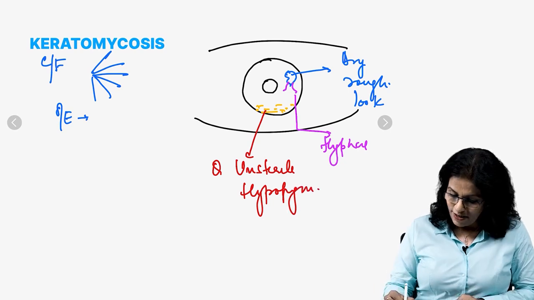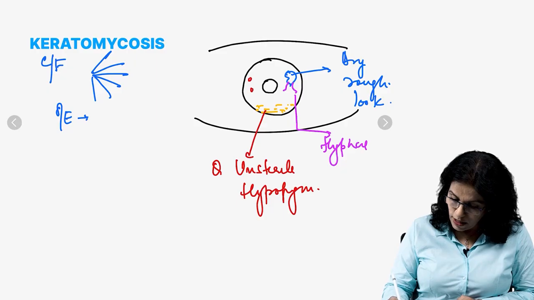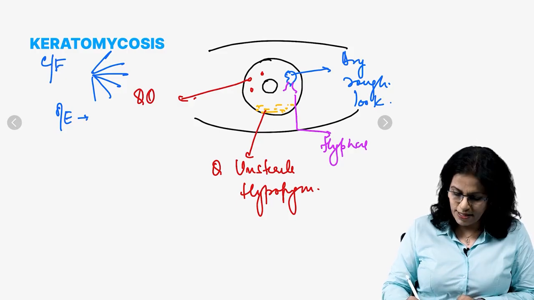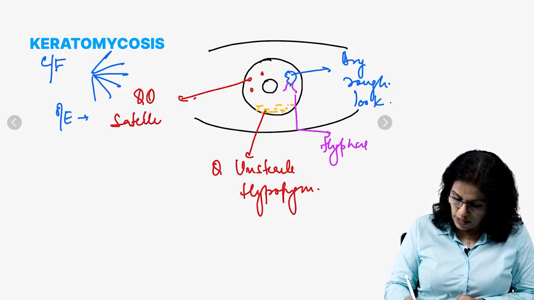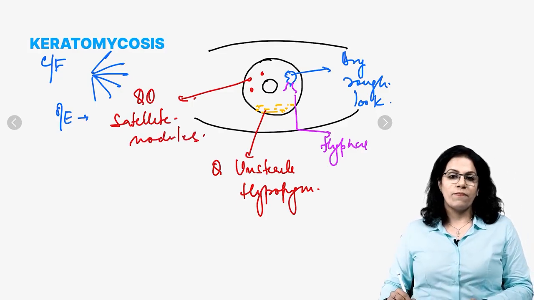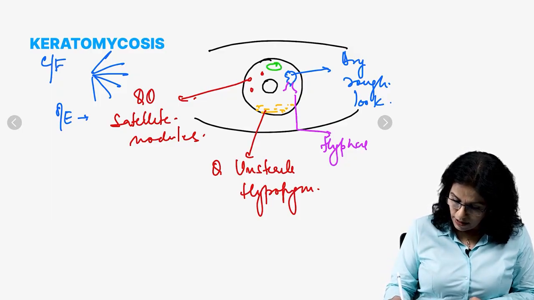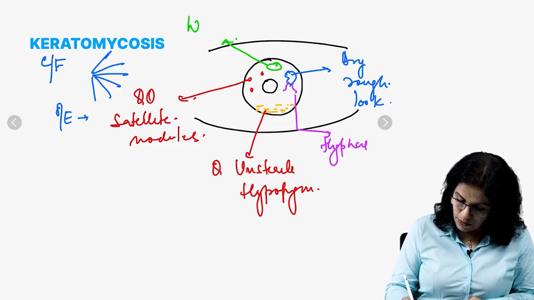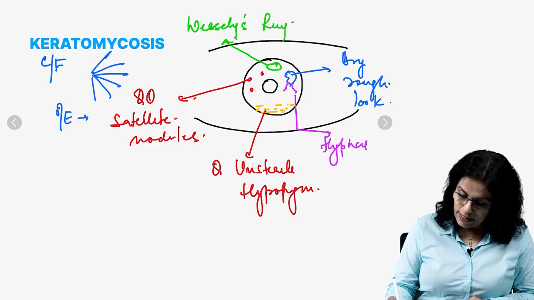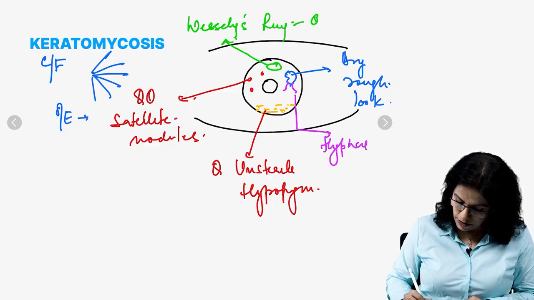What else? Very important, there are smaller lesions away from the main lesion. Put a double Q here, repeated question: satellite nodules. So see how many questions I've asked, right? So satellite nodules. And one more, very important, Wesley's ring. Wesley's ring is nothing but an immune ring. Here we will learn Wesley's ring. This also has been a Q. We can put a Q here.